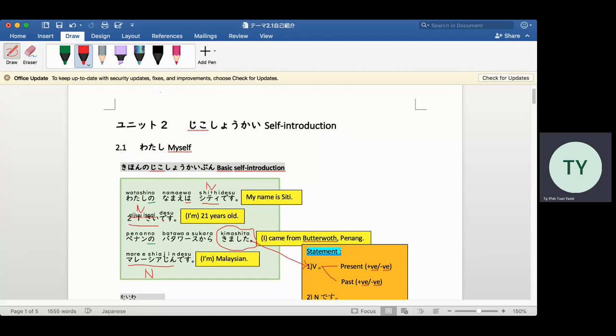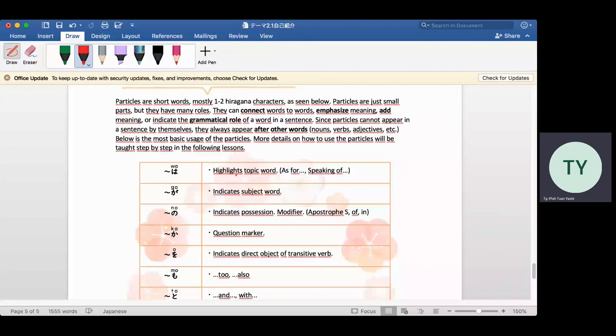Okay, look at the wa. This we have to read as wa, not ha. So actually, this is to highlight the topic of the word, topic word. So in other words, it translates as for or speaking of. But you can't translate as it is, as for speaking of, since when we do translate, we have to follow common English translations lah.